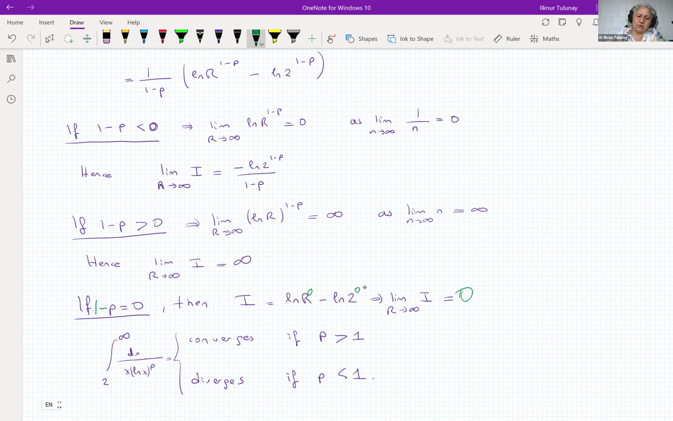So it converges for p bigger than 1. Sorry for the update at the end. But that's the idea. That's how we solve these problems.